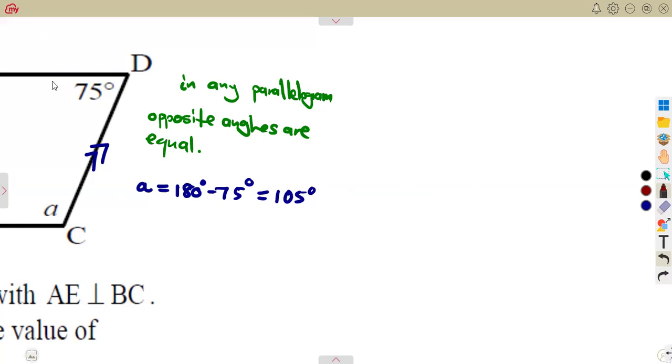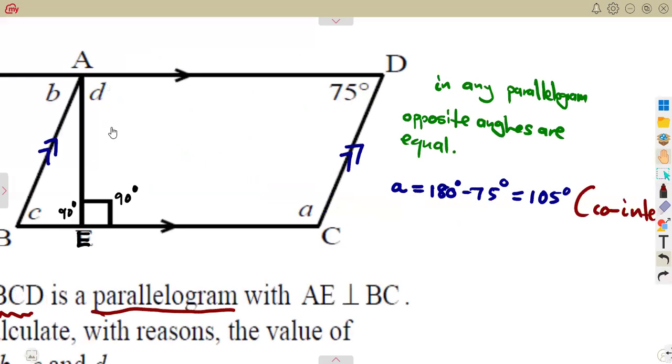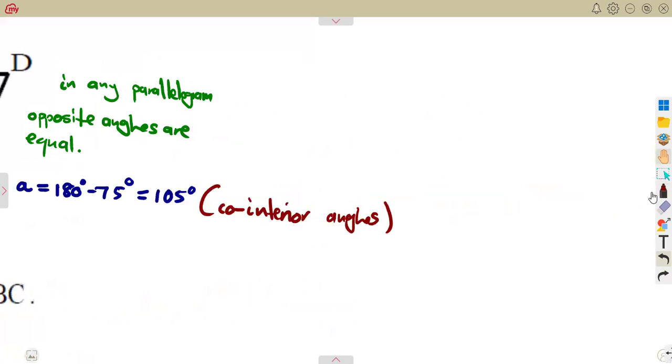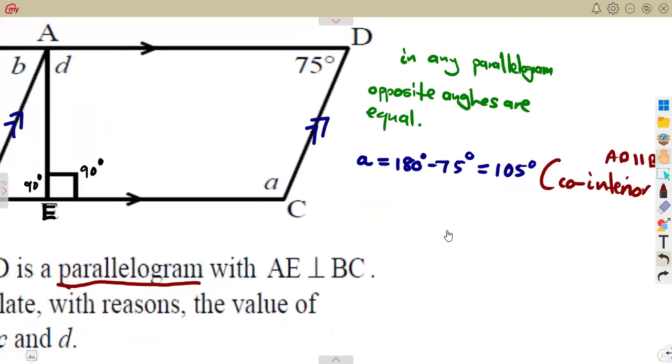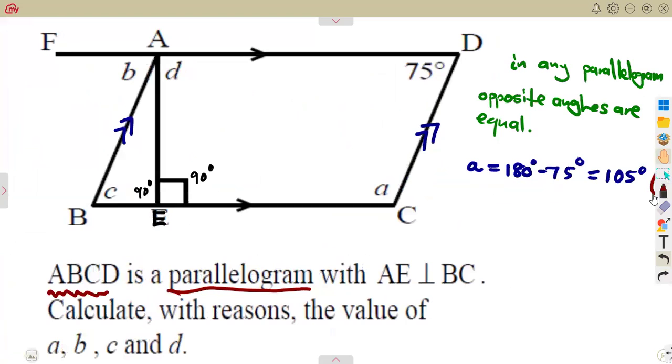So this is where we form a C. These are co-interior angles, since these two lines are parallel, AD is parallel to BC. So that's it. We've got our A there, which is 105 degrees. Let's move on to another angle.